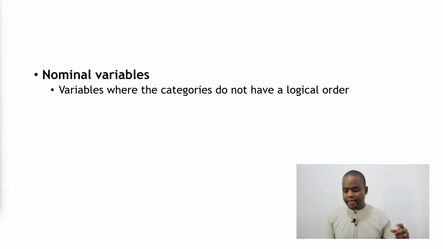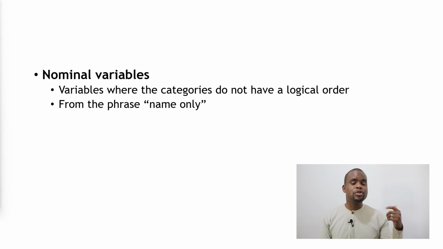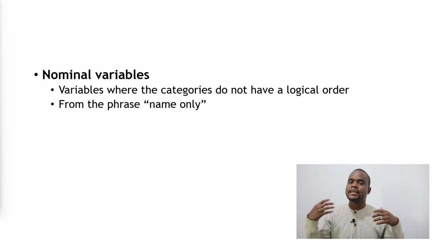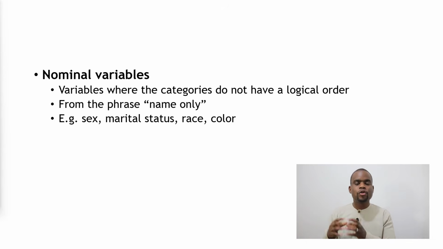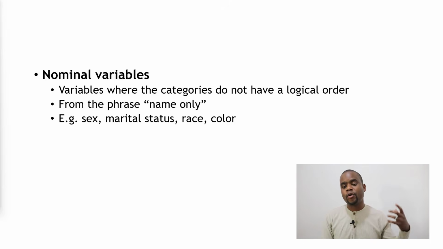As a matter of fact, the word nominal is actually coming from the phrase name only. In other words, the categories or the values that we are describing, the values within this variable, are just names of characteristics. They're just names that we are coining to certain attributes of the objects that we are trying to study. So examples of nominal variables can be sex, marital status, race, color. So every qualitative variable where the categories cannot be arranged in some order, we're calling that a nominal variable, or name only.